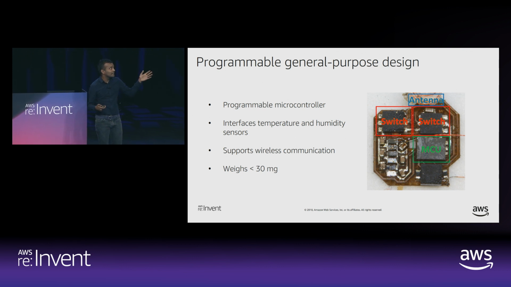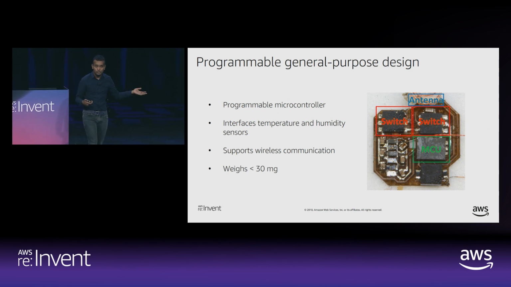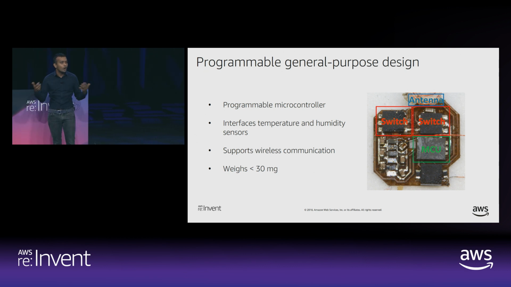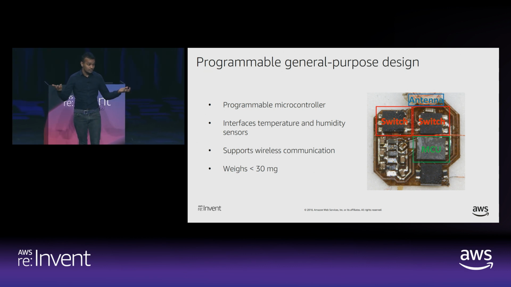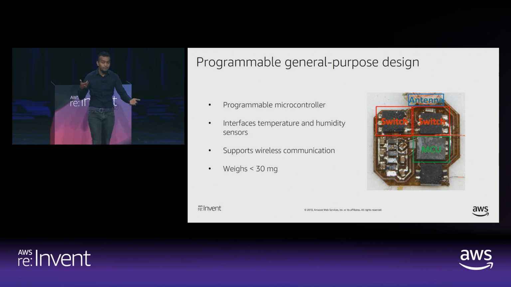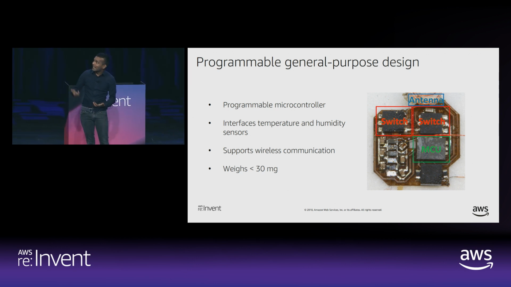And it's a completely general purpose platform with a microcontroller. So if you're a computer science person, you can completely program this. It has flexible interfaces. You can attach temperature sensors, humidity sensors, and all the different kinds of sensors to this platform. And it supports wireless communication, which is important. You want to get the data from the bee. And it has antennas, and it has all those different components.